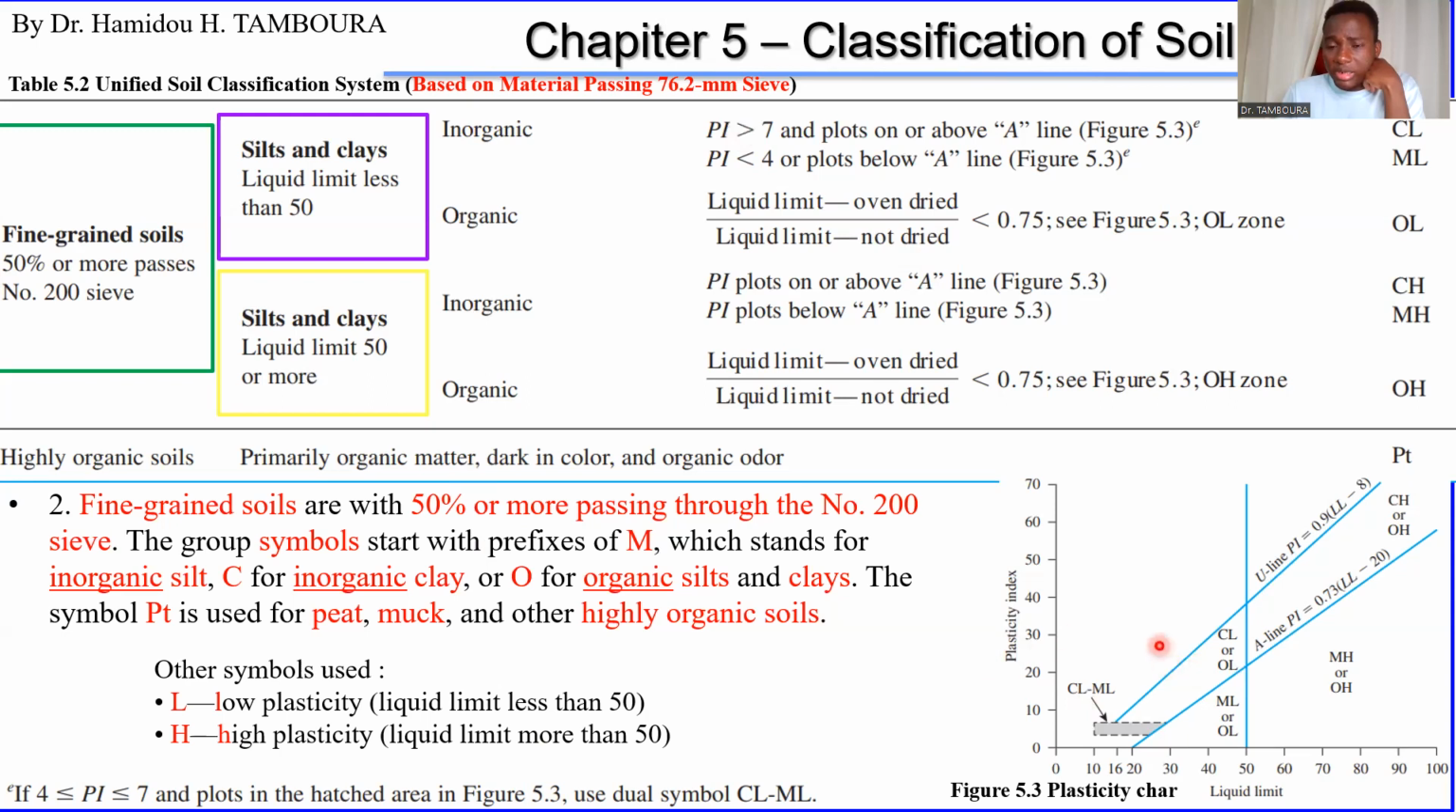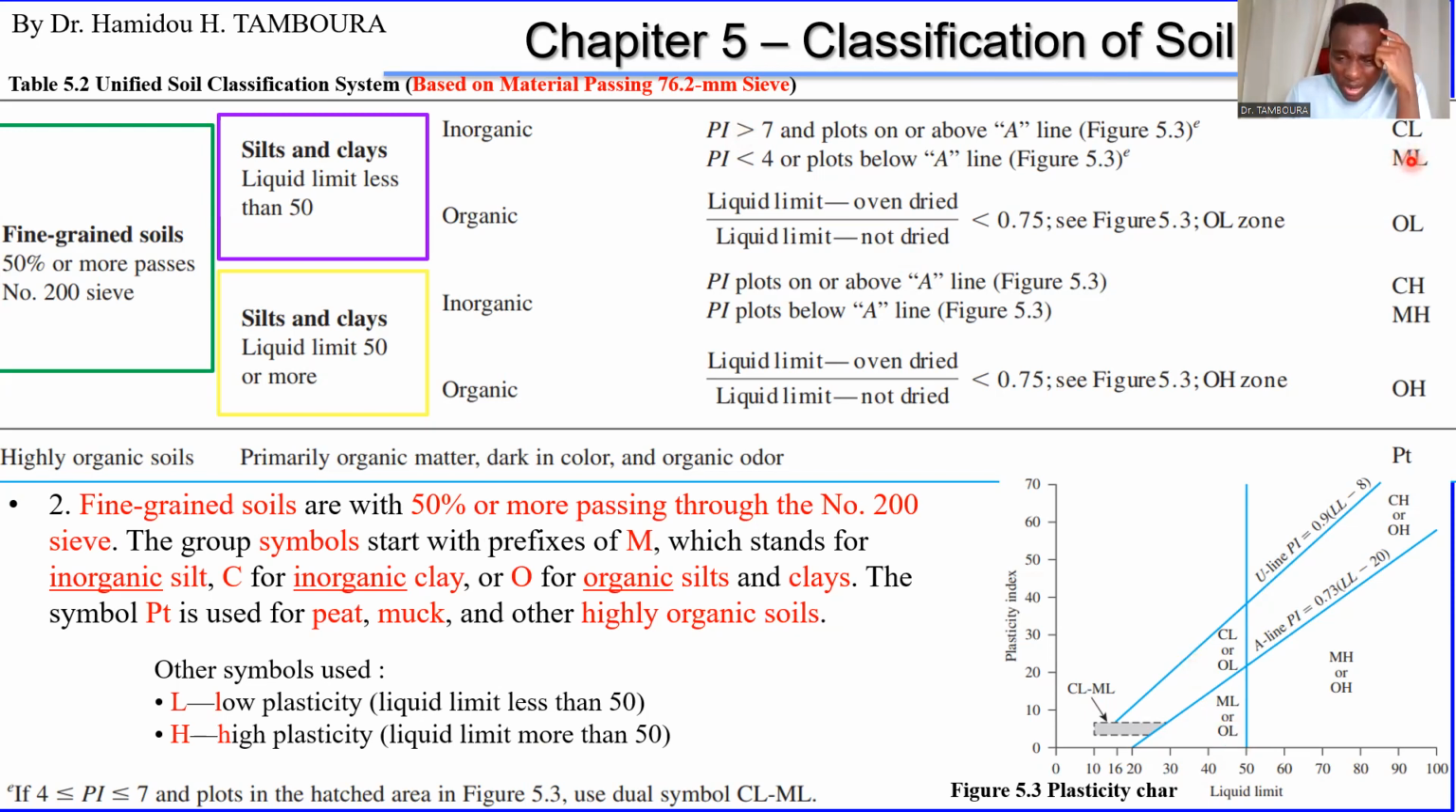In the low plasticity area, if the plasticity index is higher than 7, then you plot above the line A, and you have clay with low plasticity. Okay. But if the plasticity index is less than 4, or you plot below the line A, in that case, you have silt with low plasticity, ML.